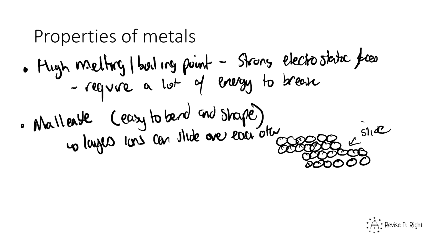So why do they have high melting and boiling points? Because they have strong electrostatic forces that require a lot of energy to break. Why are they malleable? Because their layers of ions can slide over each other.